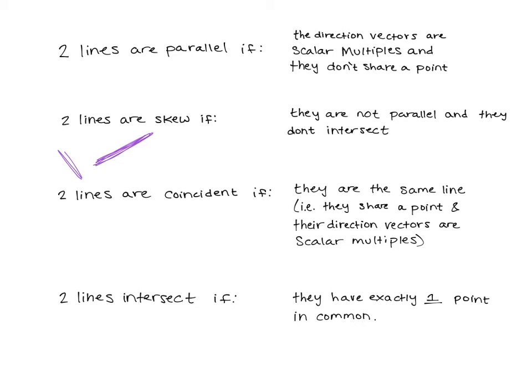So that's skew lines. Coincident is just a fancy word to say that they are the same line. They share a point, and their direction vectors are the same, or scalar multiples of each other. Or they could just flat out intersect, so then they have exactly one point that is in common. So go ahead and pause your screen and write down this information, and then unpause, and we'll go to the next slide.